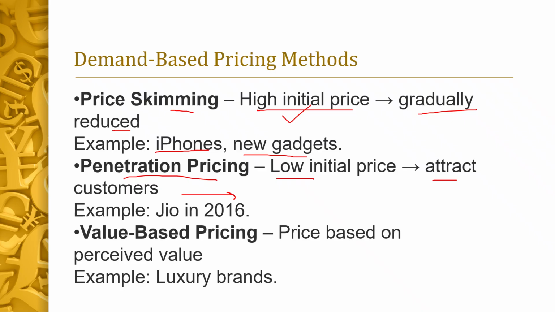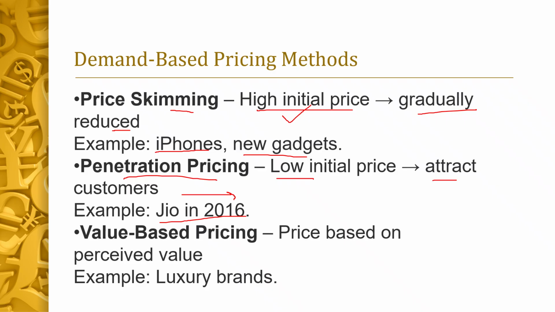For example, Jio did in 2016. It had given all the free offers to the customers and now it has started charging. Why? Because now the people are habitual. They have seen their services. They are satisfied with the services. So now Jio is gradually increasing the price. So it has slowly and gradually penetrated into the existing competitive market.